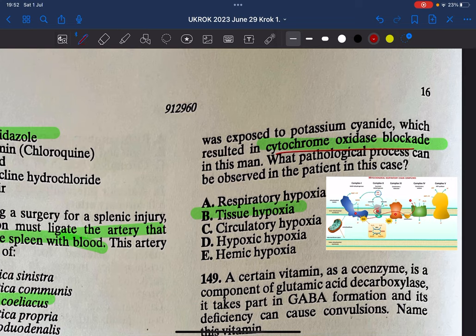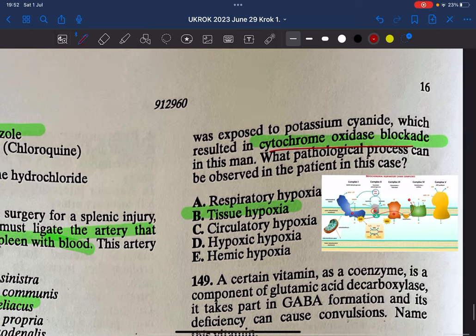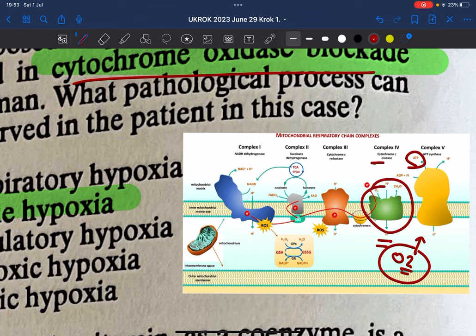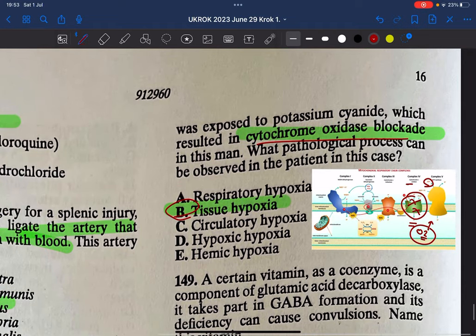Cytochrome oxidase blockage will lead to tissue hypoxia. Cytochrome oxidase is one of the last enzymes in the mitochondrial respiratory chain, which is responsible for using oxygen to produce ATP. So even if we have oxygen, and there is no problem in the atmosphere and the blood, we cannot use this oxygen to produce ATP because there is a problem with this enzyme. This we call tissue hypoxia.